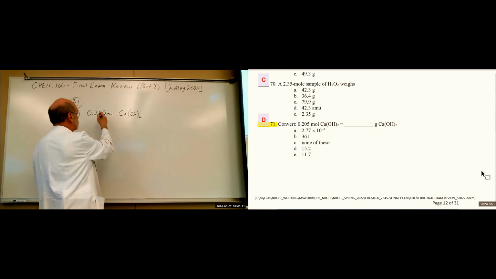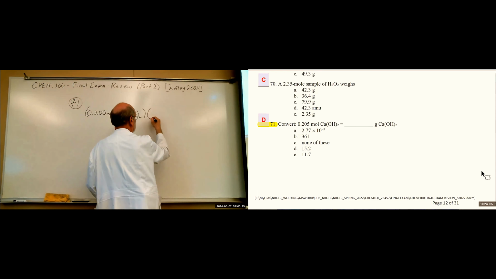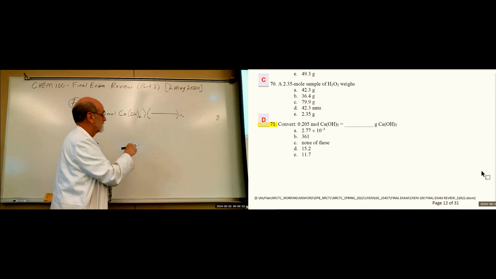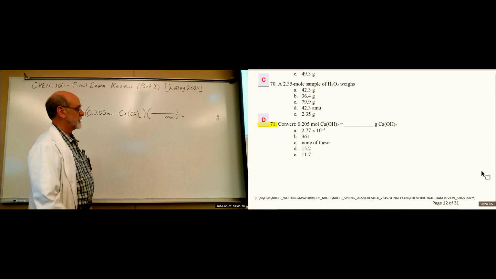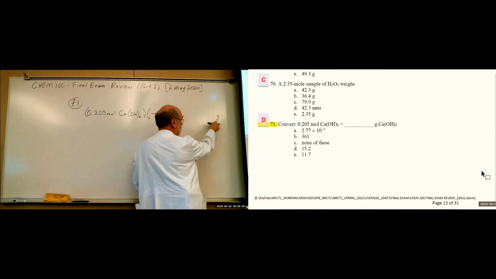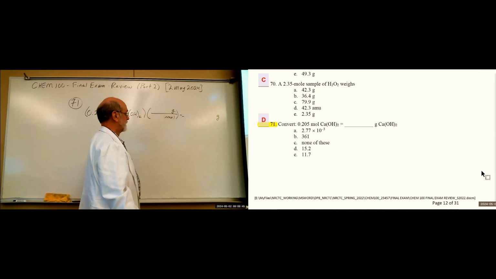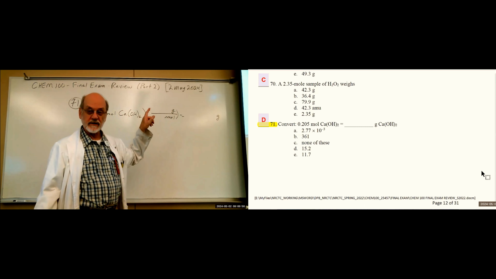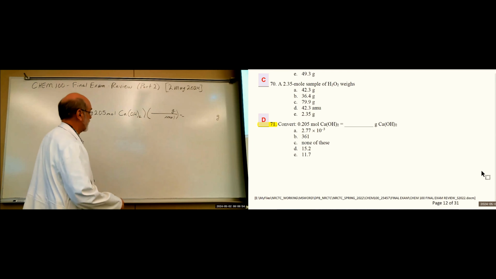What do we need to do to convert this to grams? Moles is in the numerator, so the conversion factor puts moles in the denominator. Grams is our target. It has to be in the numerator. So that tells you that grams and moles as a quotient is molar mass. We need to find the molar mass of calcium hydroxide.